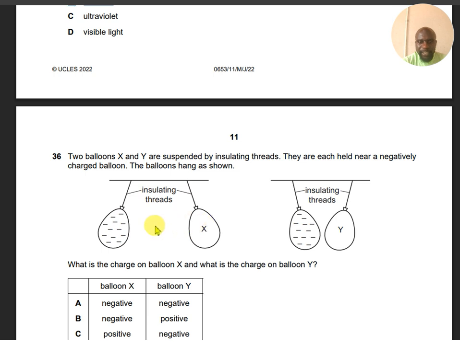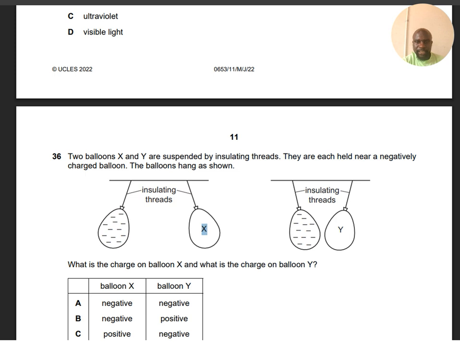The charge, this one, as you can see, it is repelling. So it means that the same charges repel. So it should be negatively charged. But Y is positively charged, because if they attract, it means they are opposite charges. So X should be the same charge as the negative. So where is our answer? Which charge on balloon X and which charge on balloon Y?